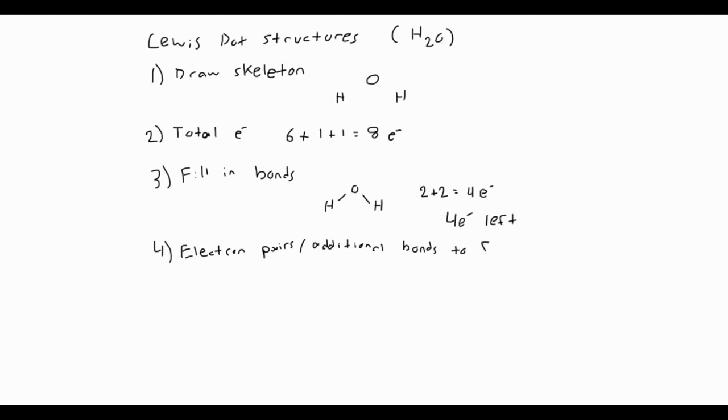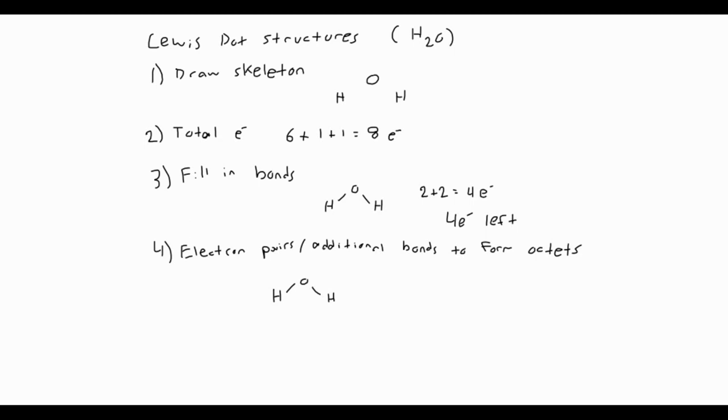And remember, these always need to form octets. I shouldn't say always, for most cases. I will discuss exceptions to that shortly. So we know that we can't have any additional bonds because hydrogen can only accommodate 2 electrons around it. Hydrogen is very small, it can only accommodate a duet. That's the 2 electrons, so these bonds already accommodate that.